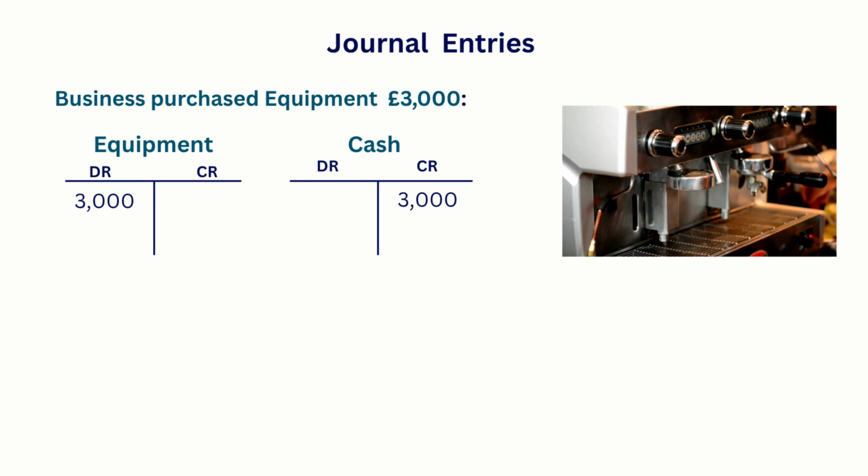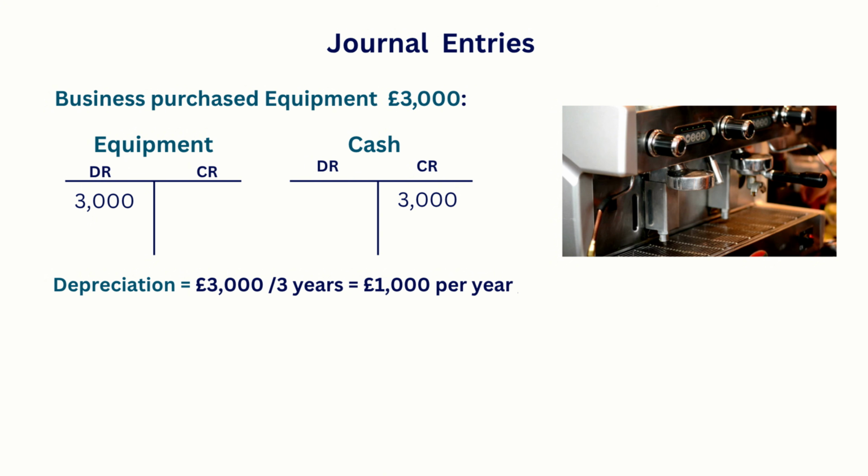There's the question. Did we use all of that equipment in one day? No, we're going to use it over several years. So if we recorded the full £3,000 as an expense today, our profit would look far too low and next periods would look too high. That wouldn't reflect reality. So instead, accounting does something very important. We spread the cost over time.